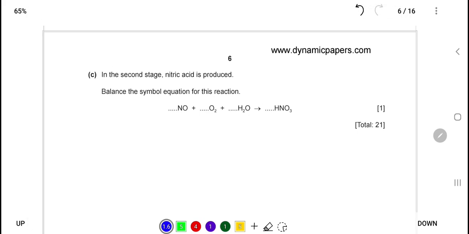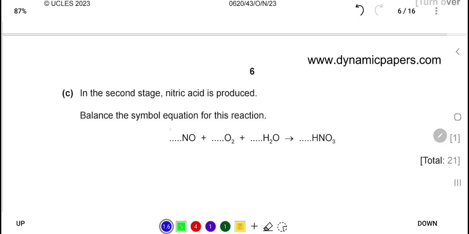Now part C is only about balancing. In the second stage, nitric acid is produced. Balance this equation. Let's start from the easy one and see how much we have here. One nitrogen and one nitrogen. Let's go with oxygen first. This is the product, this is the reactant. We have 4 oxygen here and 3 oxygen here. What if I put 4 here, to make them the same? So 4 in here and 3 in here. Now 3 multiplied by 2 is 6, and 6 with the 1 in here is 7.